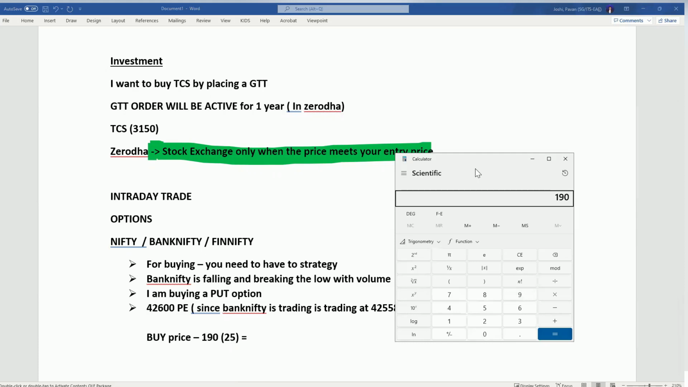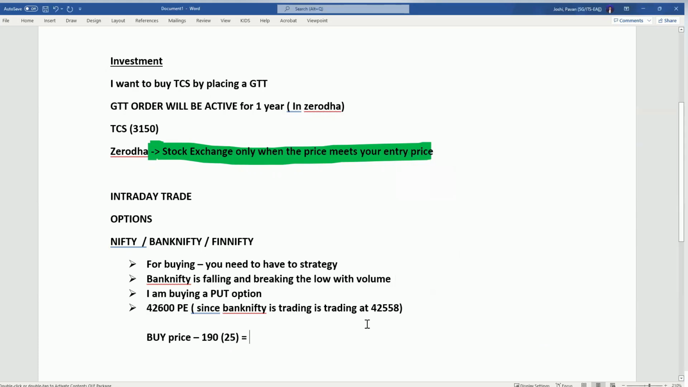190 multiplied by 25 quantities. 190 multiplied by 25 quantity is how much? So let me use a calculator. 4,750 rupees. I'm investing 4,750 rupees here. With investing 4,750 rupees here, let's see what happens.